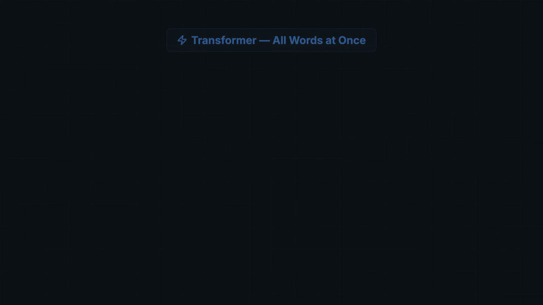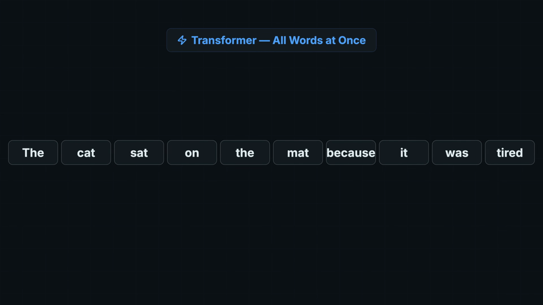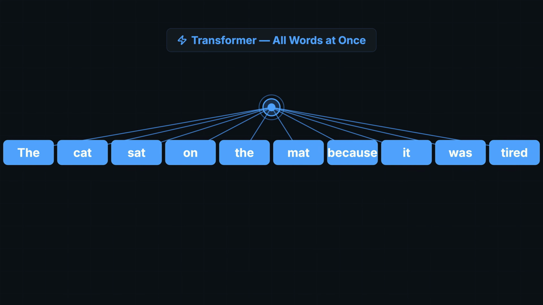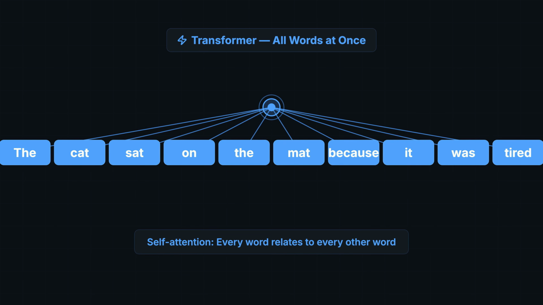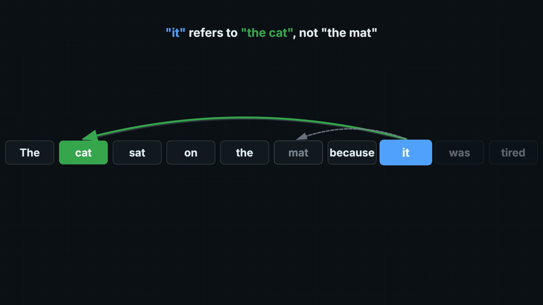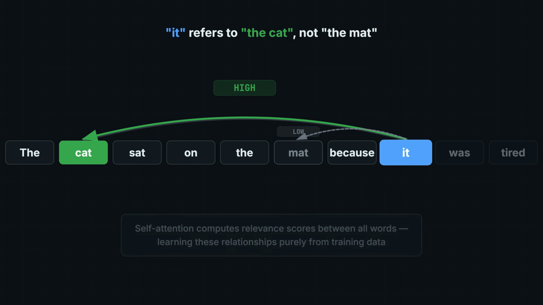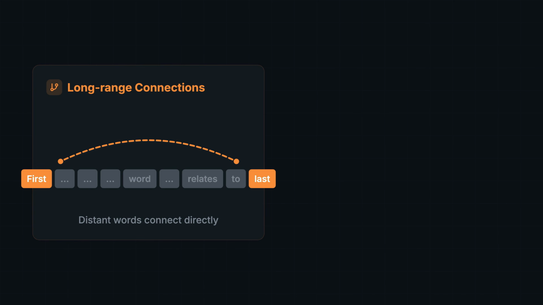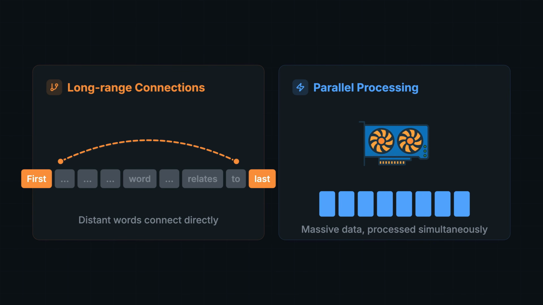The transformer replaced this with one core idea: self-attention. Instead of reading in order, it considers every word at once and asks, how relevant is each word to every other word? Processing it in that sentence, self-attention figures out that it refers to the cat, not the mat. By computing how relevant each preceding word is, it learns these relationships purely from training data. But why was this revolutionary? Because it's far better at long-range connections, and everything processes in parallel, so you can train on massive data using GPUs efficiently.